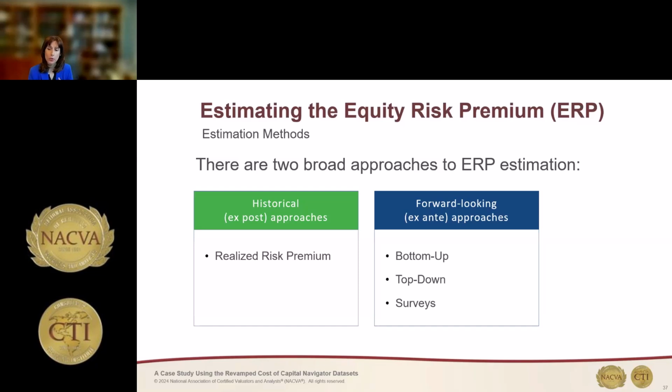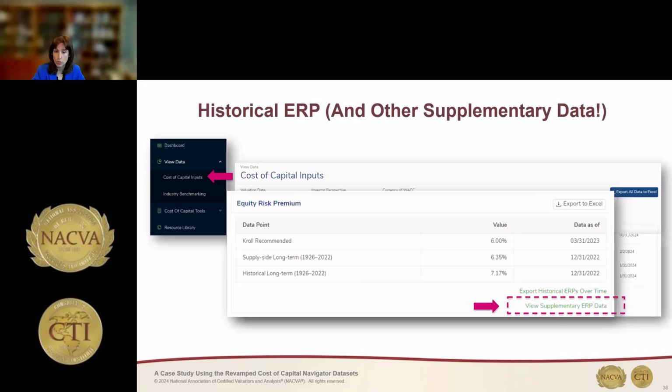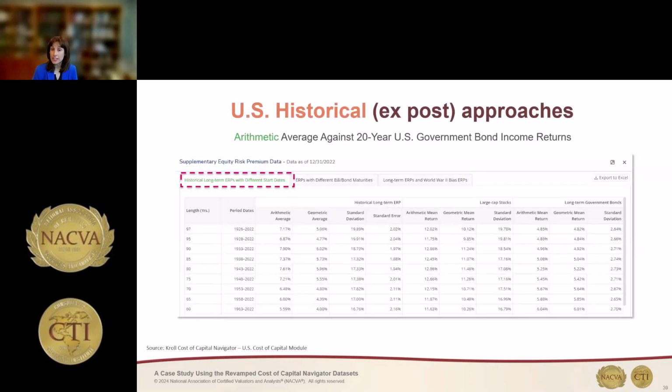So you have a bottom-up or a top-down approach. I'll talk about what those are, and surveys. So let's go through each one of those. If we first look at historical data on the equity risk premium, and by the way, in the data path that we now have, you can always click on view supplementary ERP data, and you can see it. What that tells you is, listen, there is the traditional number that people are used to seeing, the 1926 through the present, but we also show a lot of other periods to demonstrate that equity risk premium is not fixed, right? It changes over time.